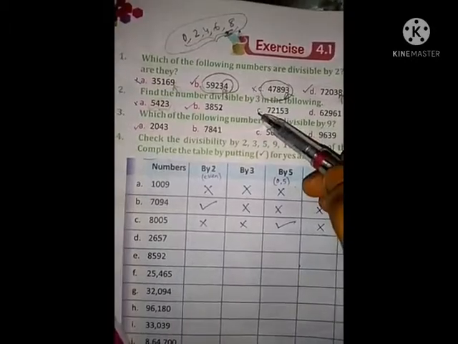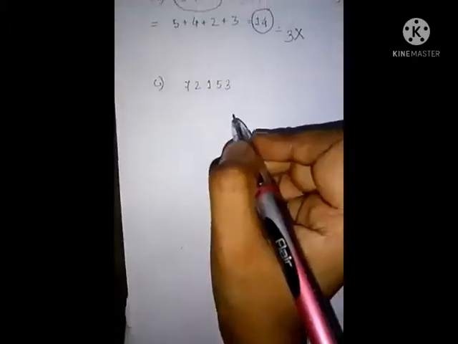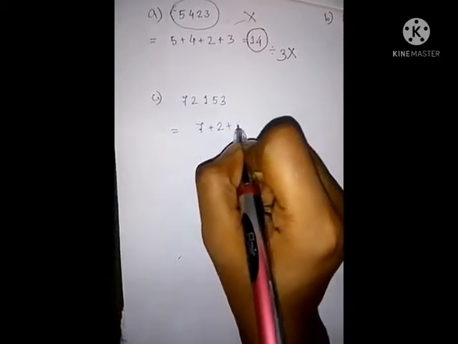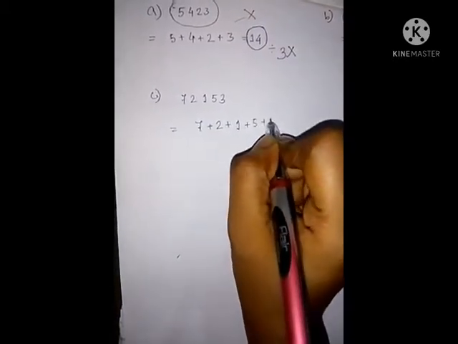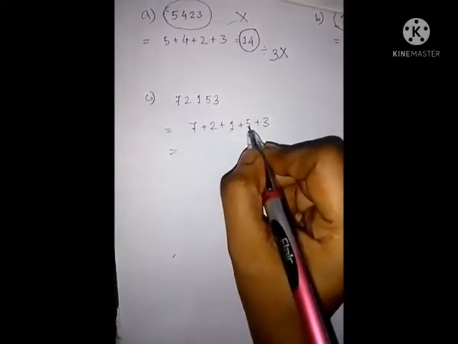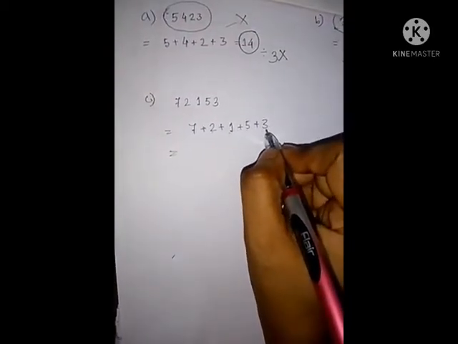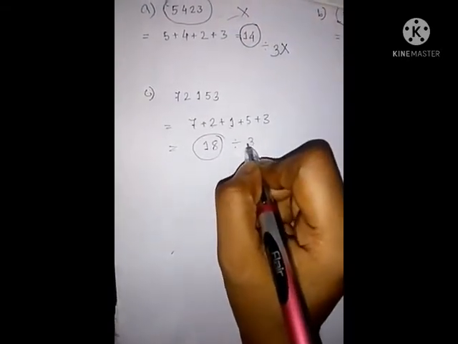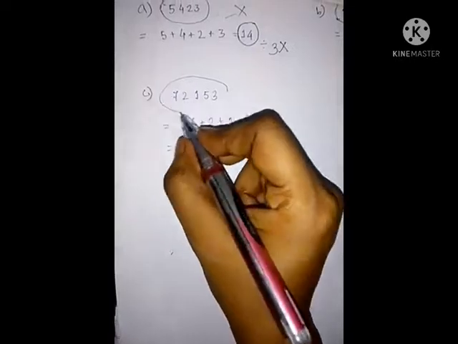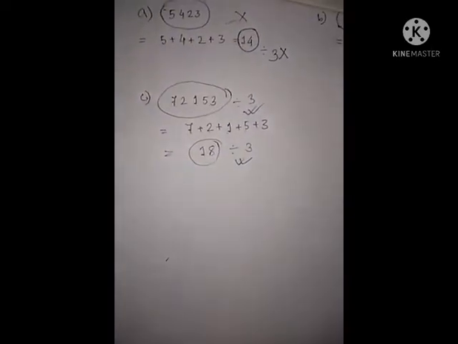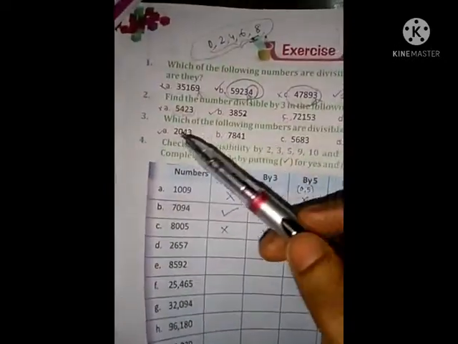Again see this example. 7 plus 2 is 9, 10, 15, 16, 17, 18. So we know that 18 is divisible by 3. So therefore this number is also divisible by 3. Okay students. Now see question number 3.